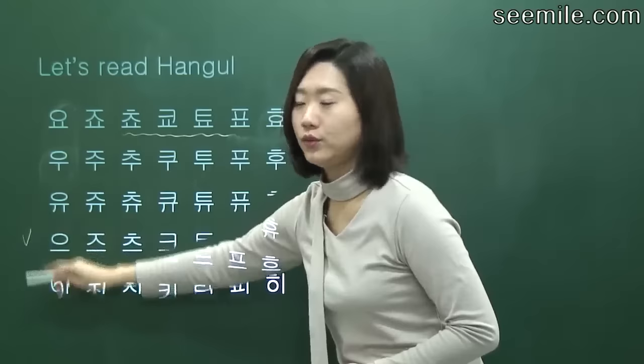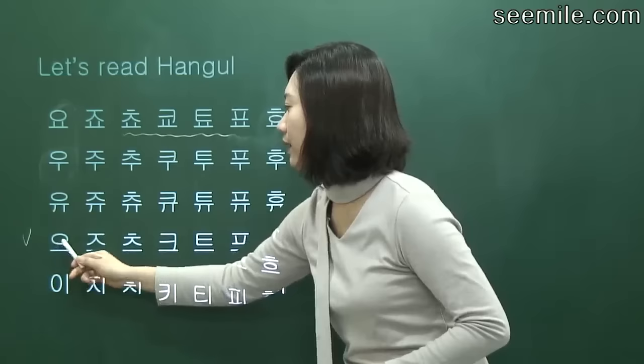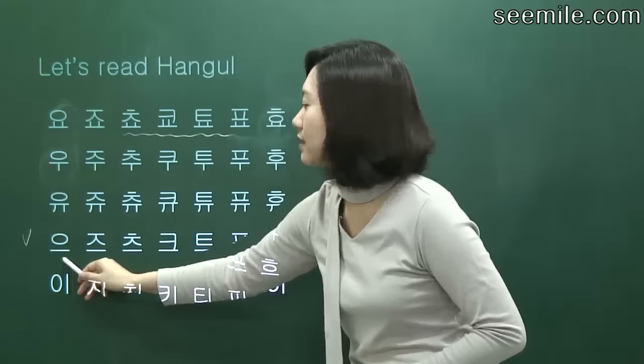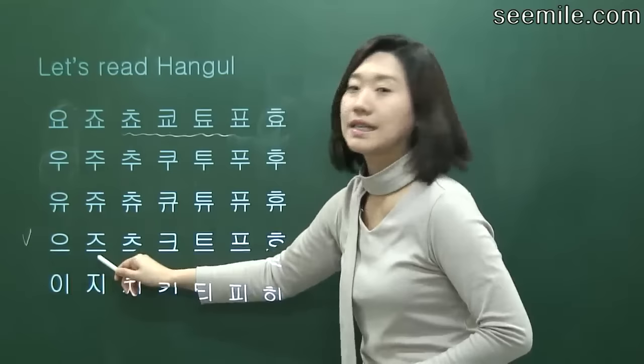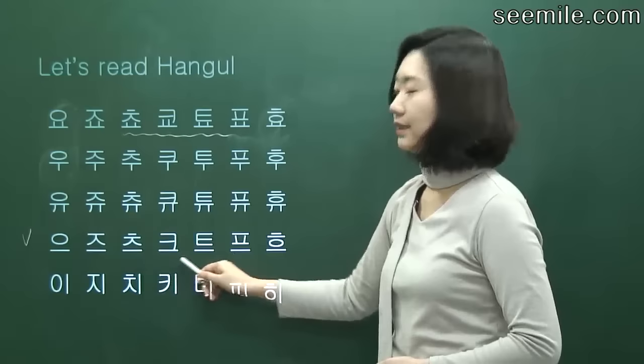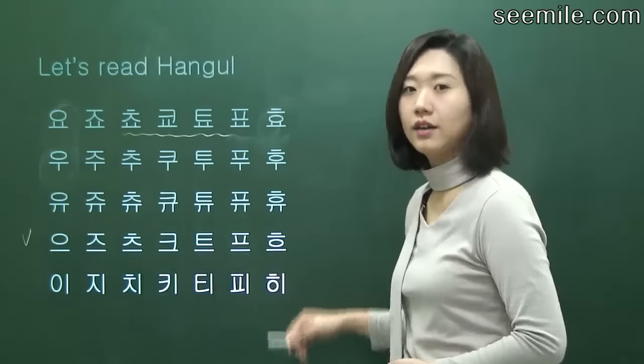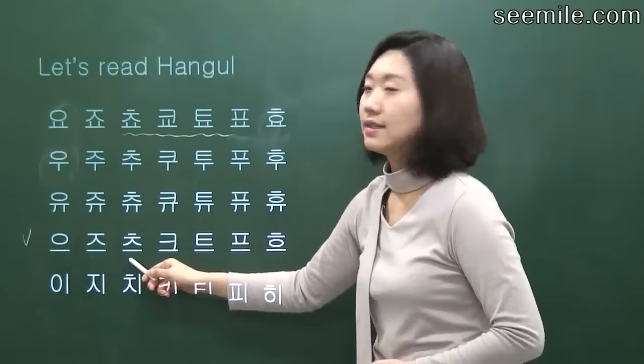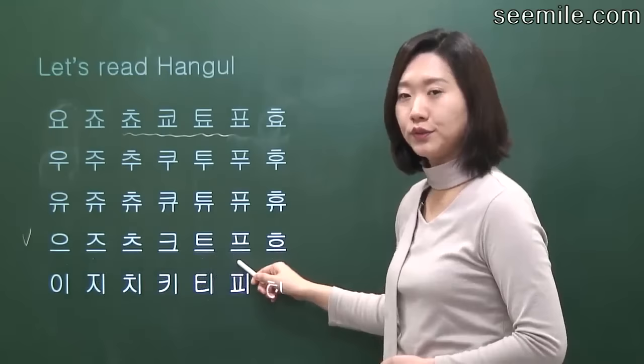Okay. 으 sound, so it's 으 vowel. It doesn't have phonetic value plus 으 vowel. So its pronunciation is 으, 즈, 츠, 크, 트, 프, 흐. Again, 으, 즈, 츠, 크, 트, 프, 흐. You have to practice a lot.